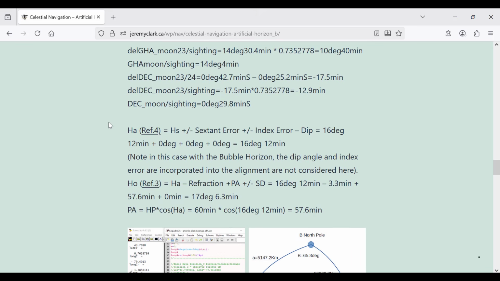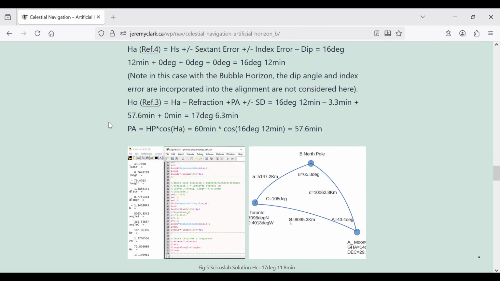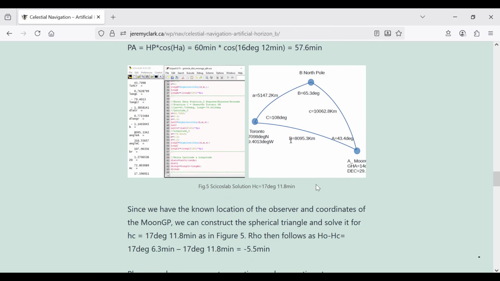And once you have the dec and the GHA for that time, then you can solve the spherical triangle for HC. And then once you have HC, you can take Ho minus HC, which is the intercept, which in this case is minus 5.5 minutes. So that's basically what I've done there.